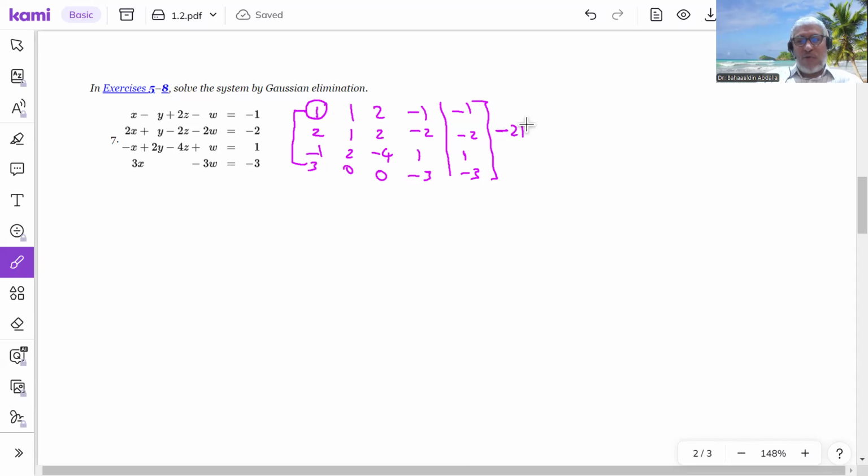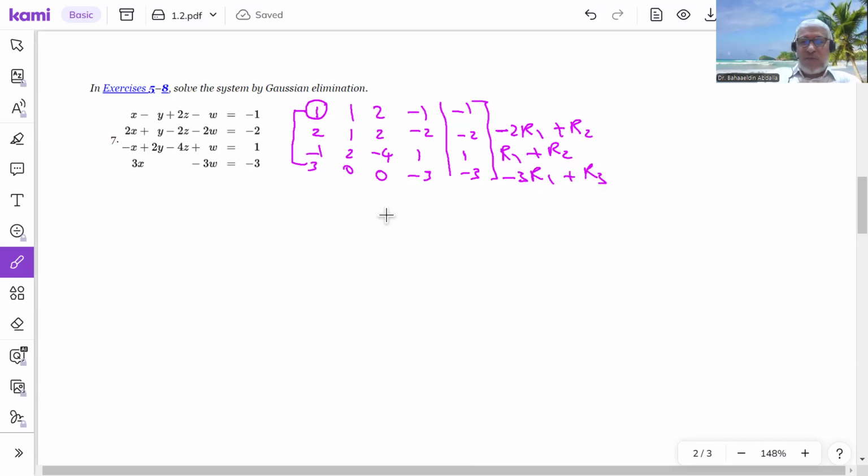We multiply row 1 by -2 and add to row 2. Okay, and how to use the 1 to make -1 0? We add row 1 plus row 2. And how to make the 3 0 using this one? I multiply row 1 by -3 and add it to row 3.